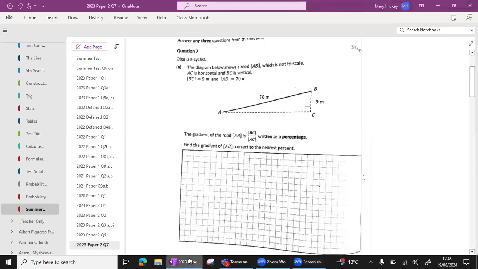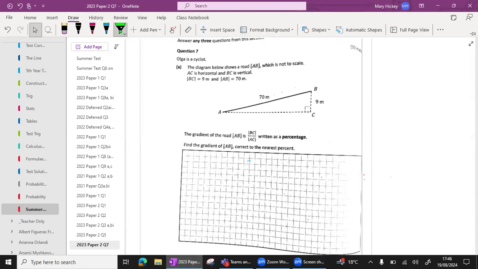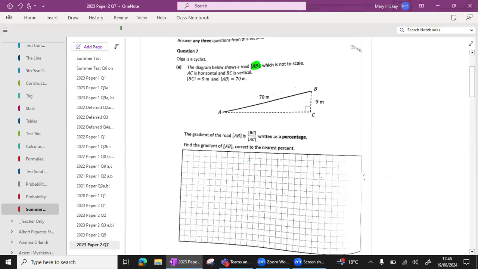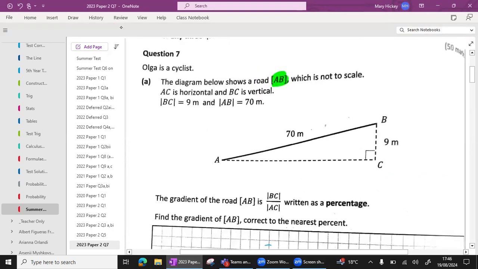So 2023 paper 2, and it's question 7. Olga is a cyclist. The diagram shows a road AB. In fact, it says the line segment AB. Those square brackets mean line segment. It has a start and an end.